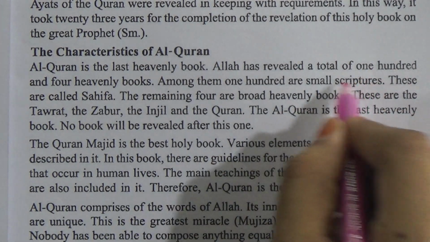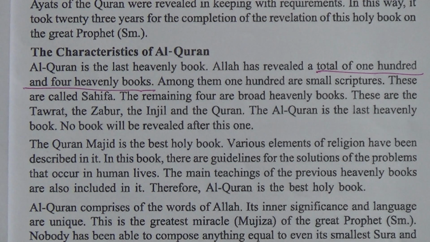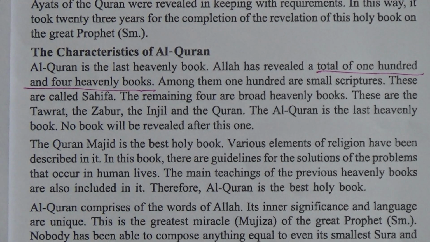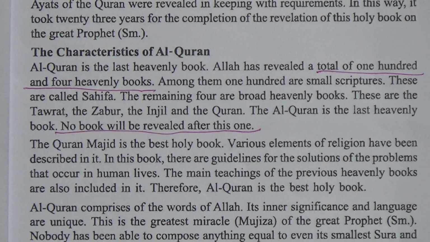There are 104 heavenly books. Among these, 100 are Sahifa and 4 are big. These famous books are Taurat, Zabur, Injil, and Quran. Among these, Quran Majid is the last and the updated heavenly book. No book will be revealed after this one.